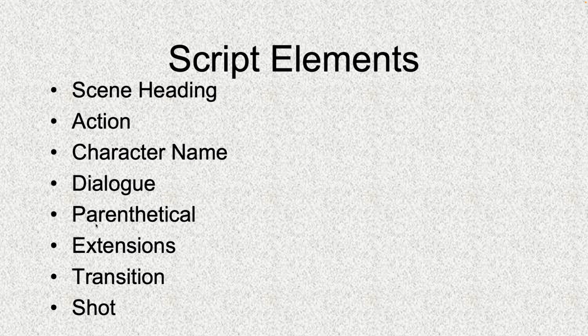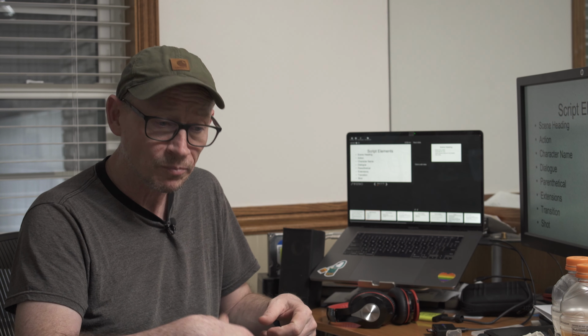So quick summary: script elements, scene heading, action, character name, dialogue, parenthetical, and extension. Those are the main things that screenwriters are responsible for. So, all right, guys, I'm going to continue on with this series. We're going to eventually get into WriterDuet and teach you how to technically format a story. We will initially get into some simple 3-act story structure and talk about that. And then we'll get into a little bit more complex story structure later on down the line.